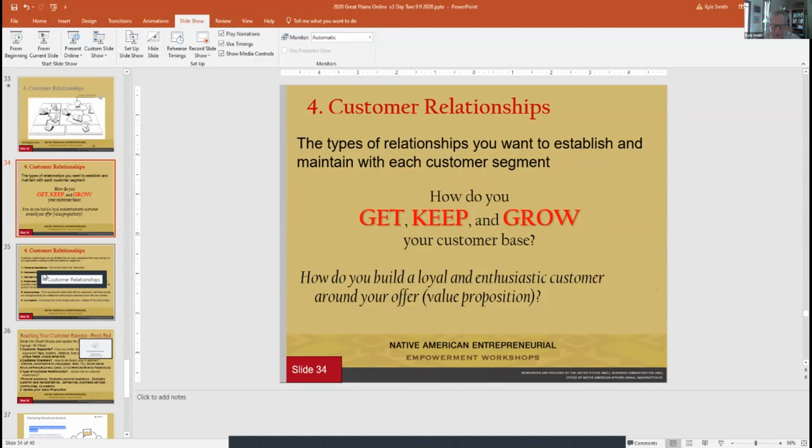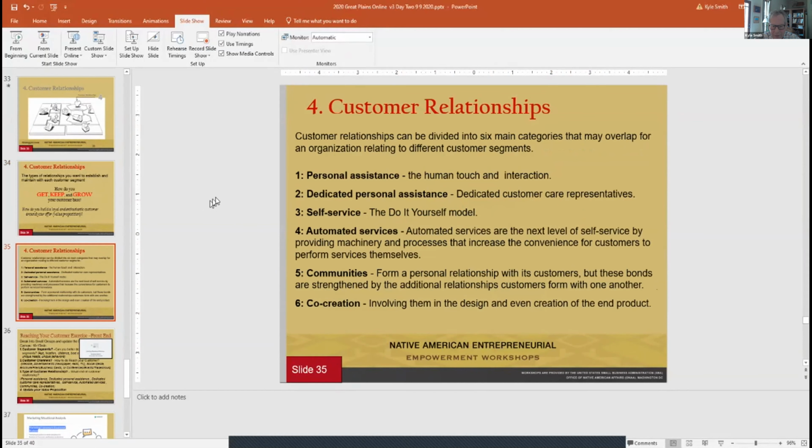And here are the various customer relationship types. There's this relationship type around personal assistance. The second one is around dedicated personal assistance or self-service or automated services. Or as you start building these relationships, you start forming around communities or co-creation. So the question I would ask is, if you think about Amazon, which one, John, do you think Amazon is? Is it a 1 or a 6?